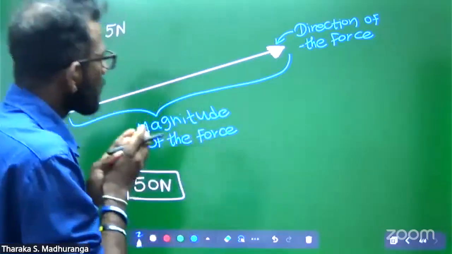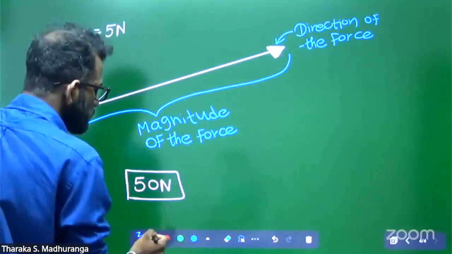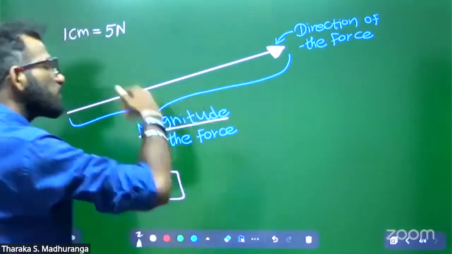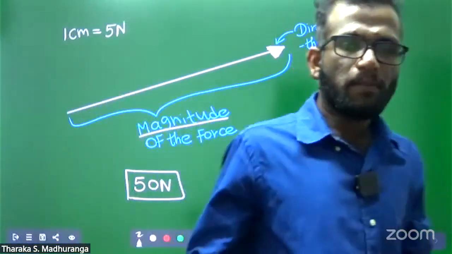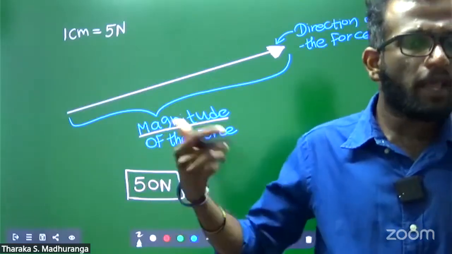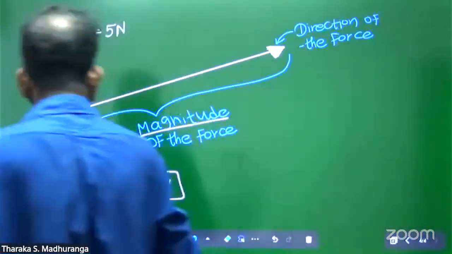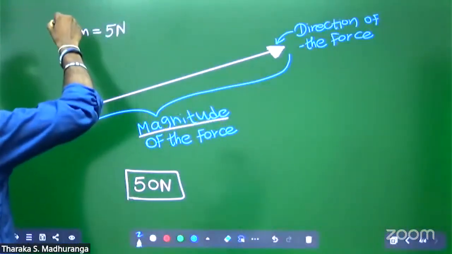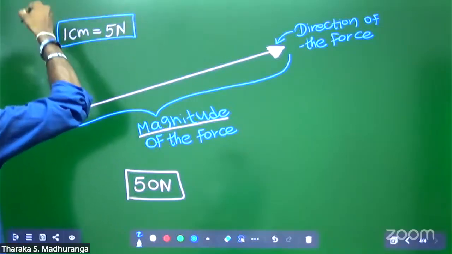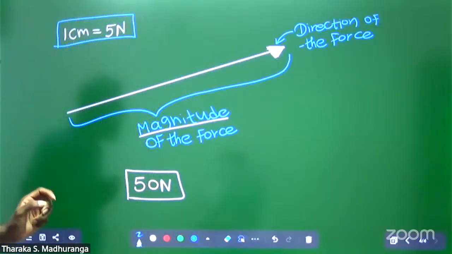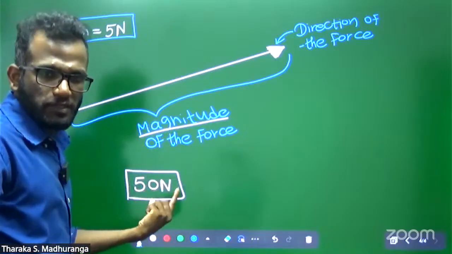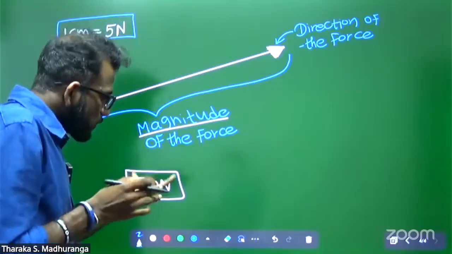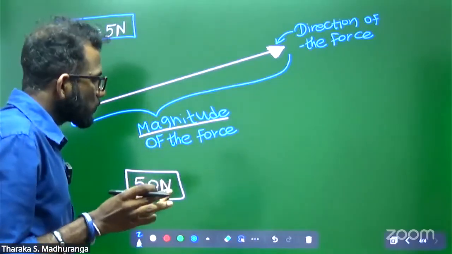Now how do we express magnitude by the arrow? Remember that we express it according to a scale. Think, 50 Newton I want to express.